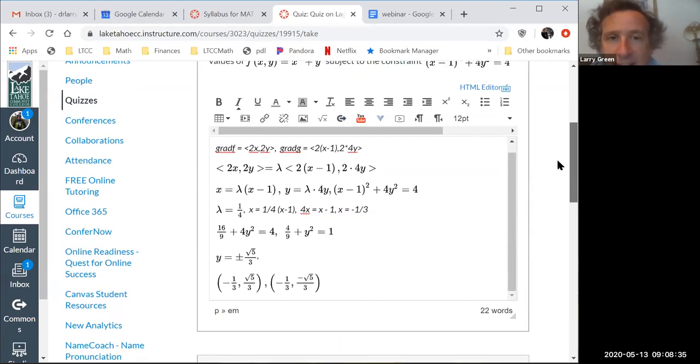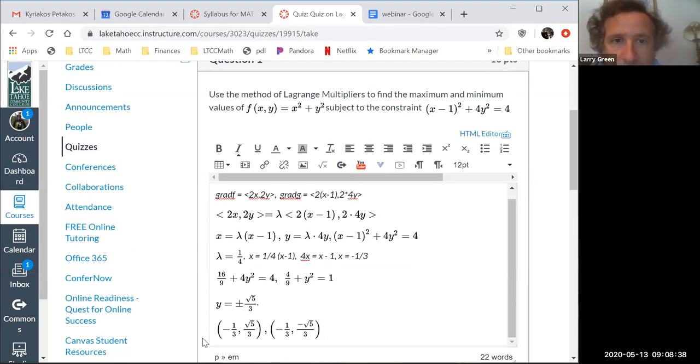So what we have is now you could just plug in negative a third, comma root 5 over 3, and see what you get. And notice if you do that, you get a ninth plus 5 over 9. Is that clear? So you get a ninth plus 5 over 9, and 1/9 plus 5 over 9 is 6 over 9. And 6 over 9 is less than 2. So that means it must have been a minimum.